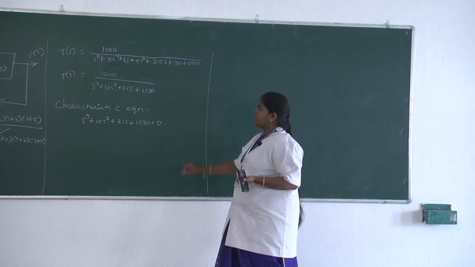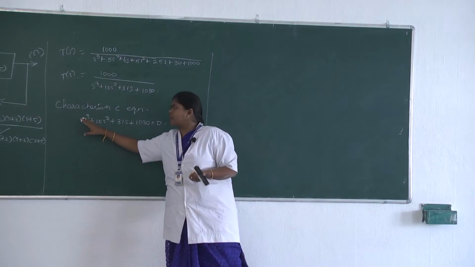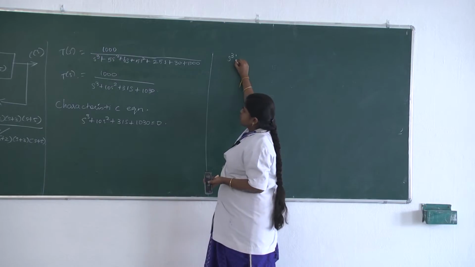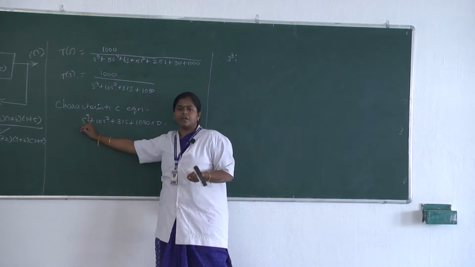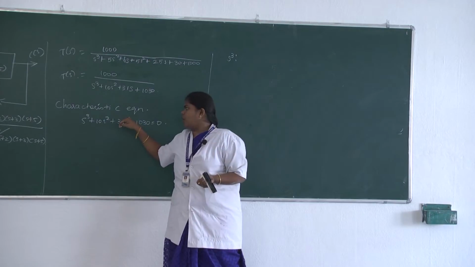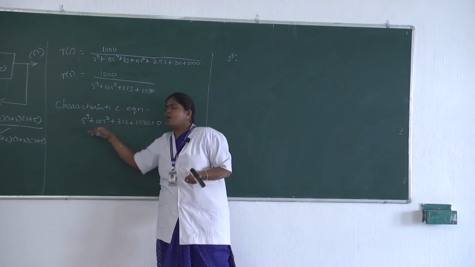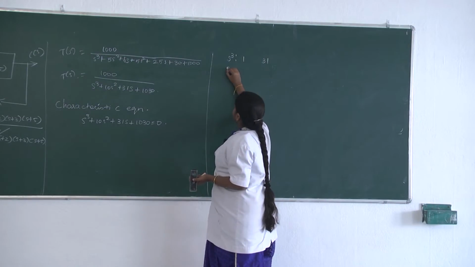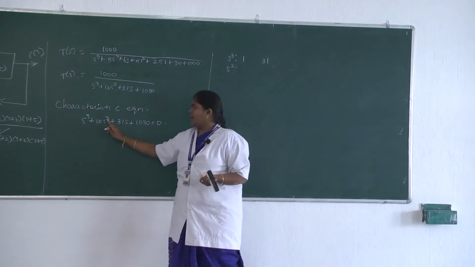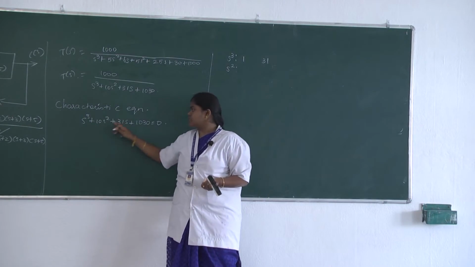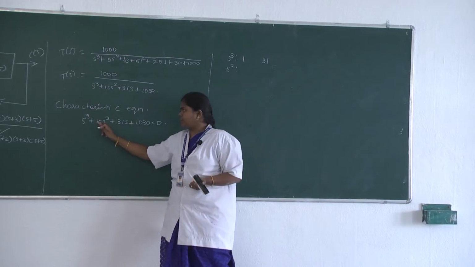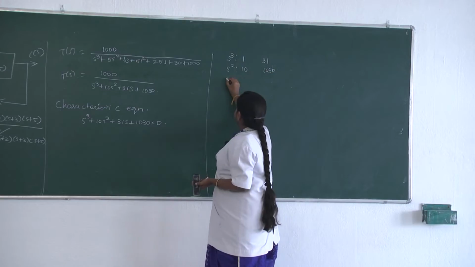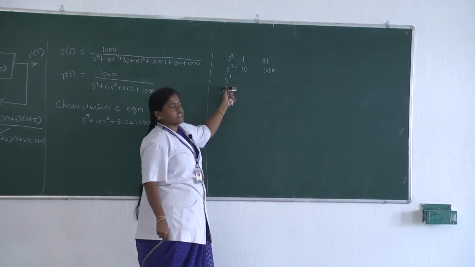What is the highest power of S in this characteristic equation? The highest power of S is S^3. So let me form an array, where the first row is S^3. Since 3 is an odd number, we take the coefficients of odd powers of S. So for S^3 it is 1 and 31, and the next row is S^2, where we take the coefficients of even powers of S, that is 10 and 1030.